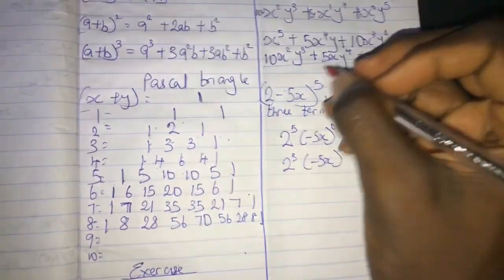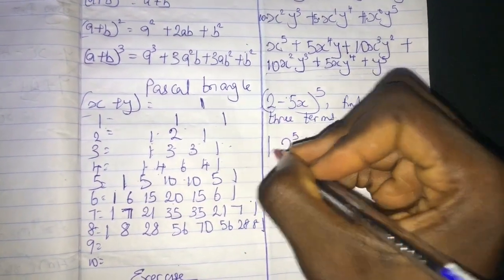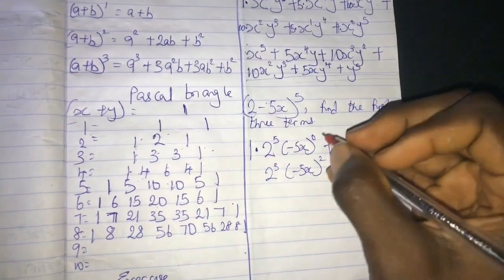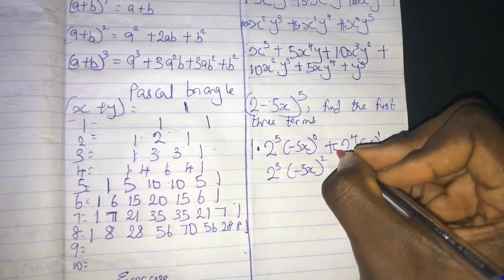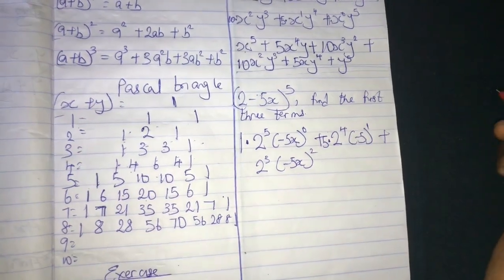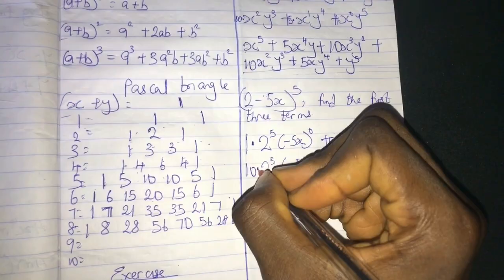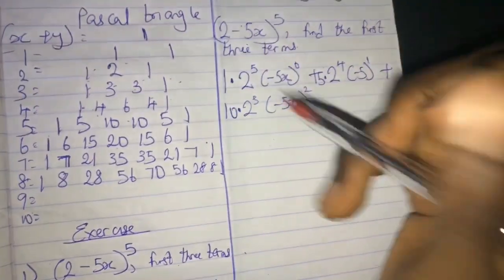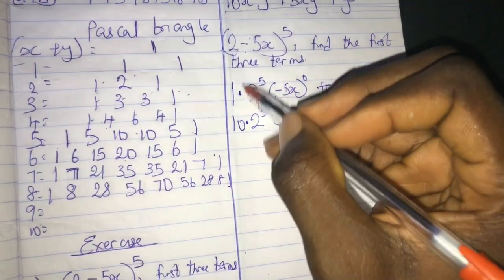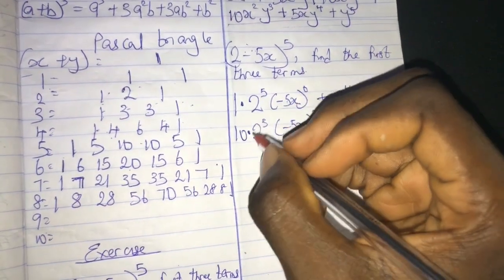What's our first term here? That's 1, times our second term here, which is 5, times our third term, which is 10. So 2 to the power of 5 is 32, and 32 times 1 is still 32.